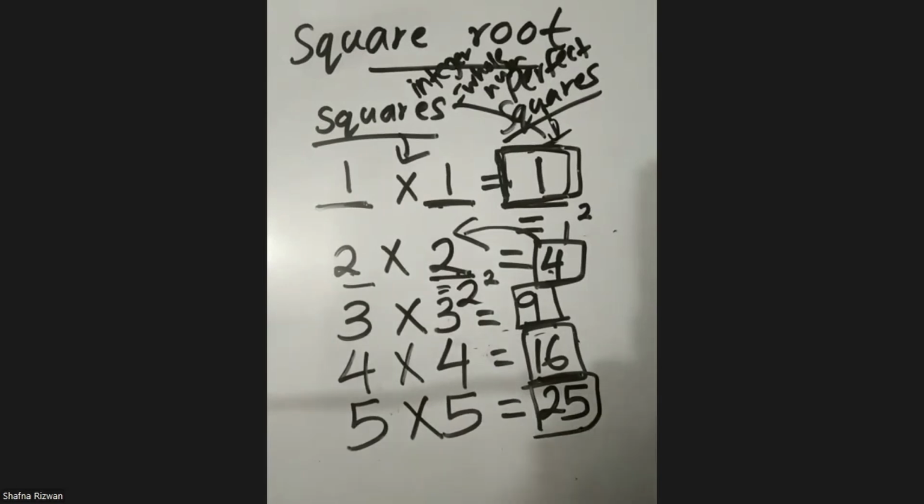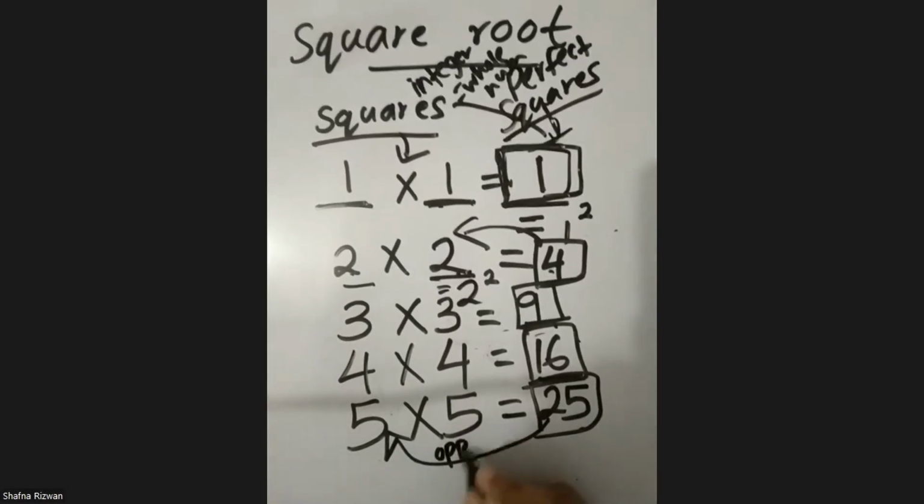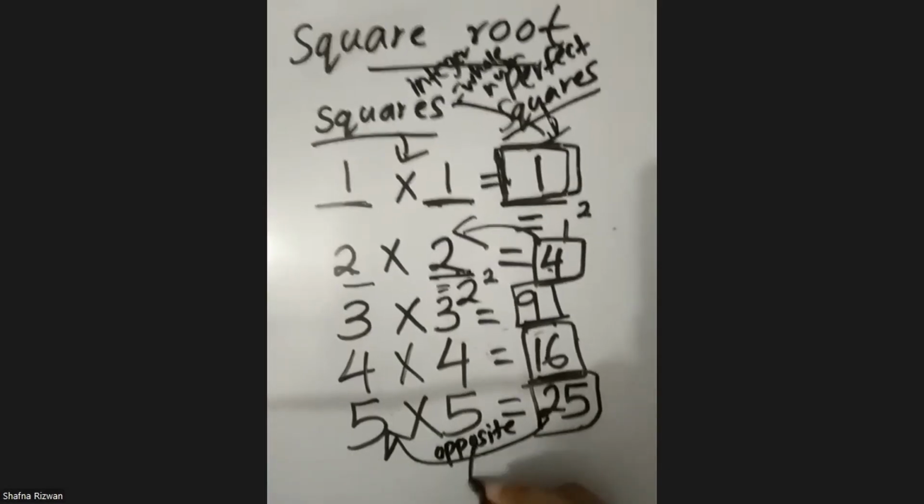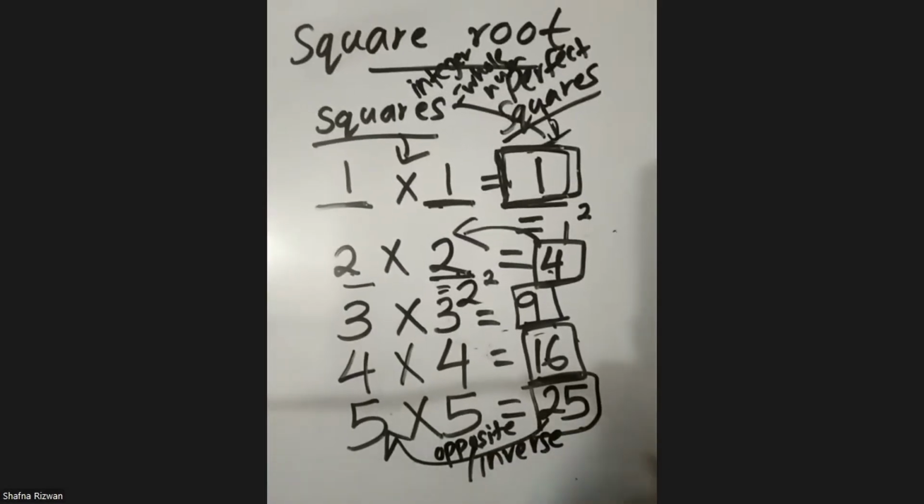Now here in this lesson we are mainly going to concentrate on square root. How can you find a square root? So square root means, always remember, it is the opposite of squares, or you can say the inverse. Inverse, opposite, both are the same. So the opposite of your squares, you consider it as a square root.